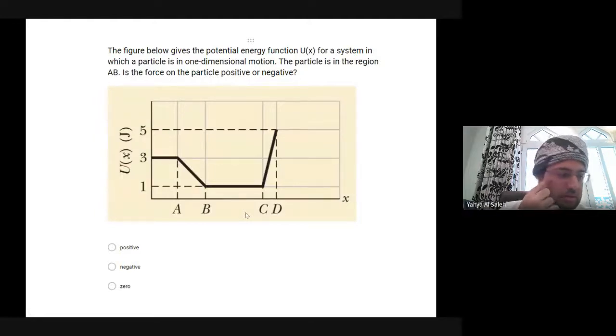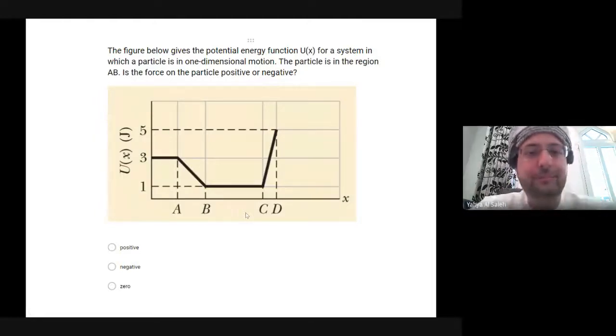Let's do a PIQ. The figure below gives the potential energy for a system in which a particle is in one-dimensional motion. The particle is in the region AB. What is the force on the particle? Positive, negative, or just simply zero? A, B, C.